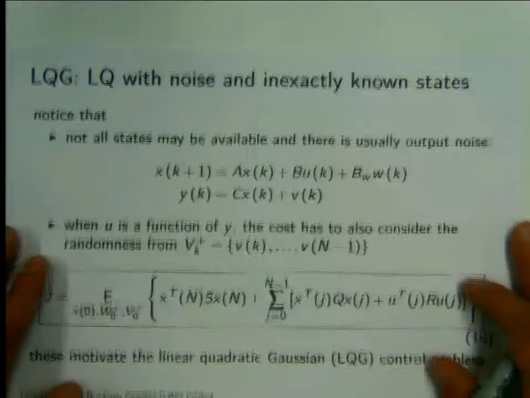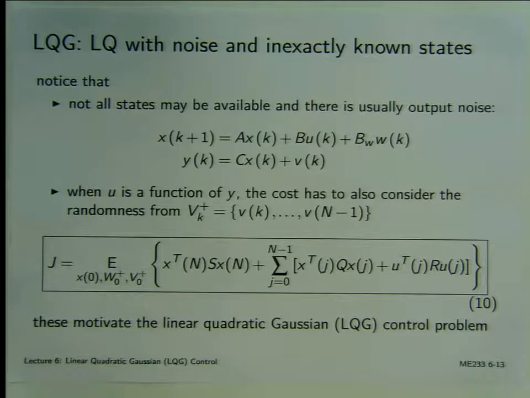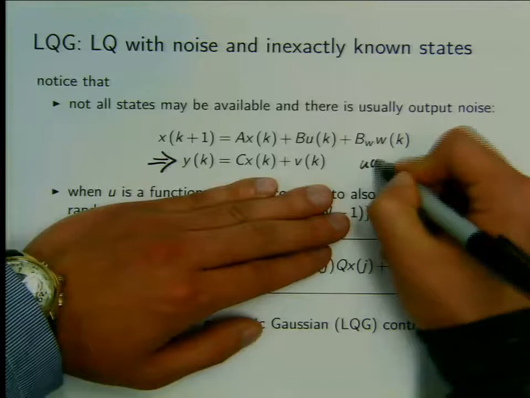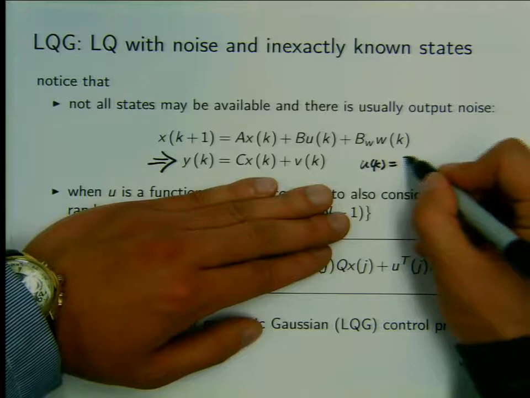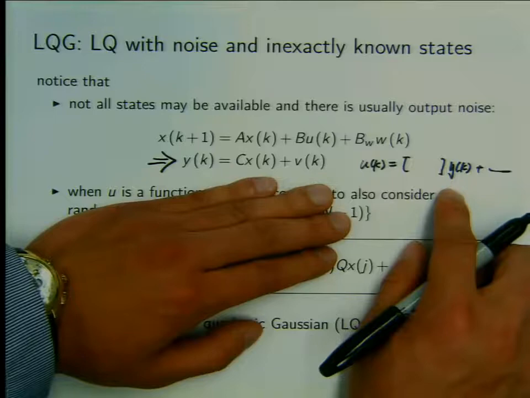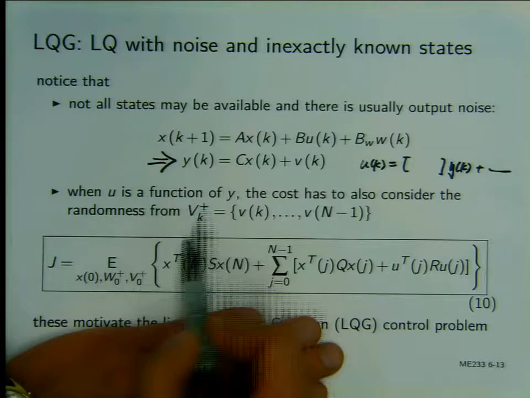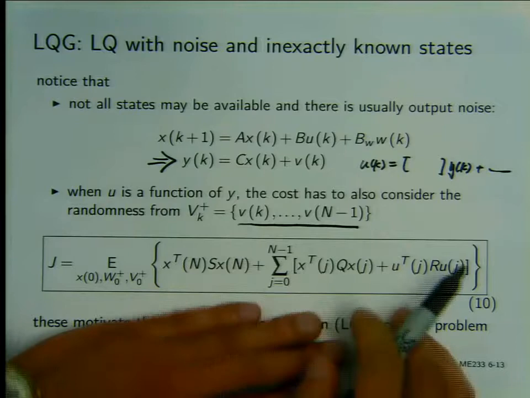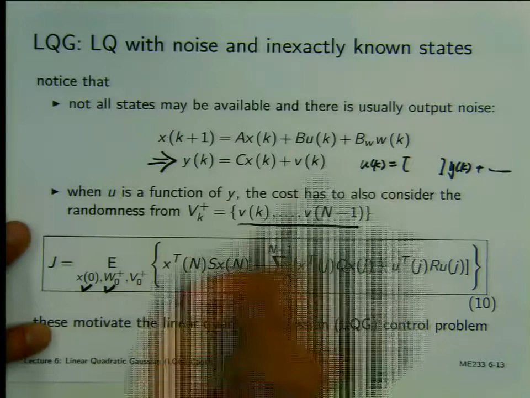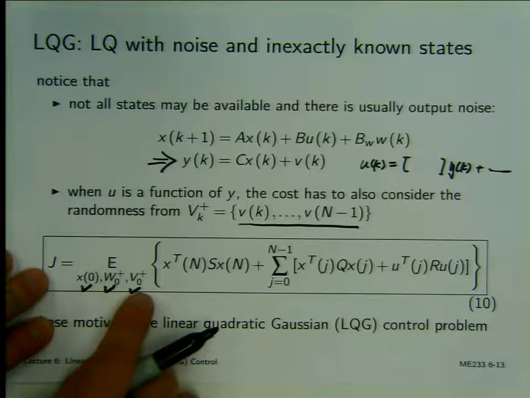think about it. The more practical situation is that we don't have perfect knowledge of the states, but we have a measurement of the states. Okay? If this happens, then the control law, instead of a function of the pure states, is going to be explicitly about y. There may be some other terms, but the control law is an explicit function of y. So in this case, we have to consider the randomness due to this output noise. And the cost has to be modified in the sense of taking expectation, not only over the initial randomness, not only over the input noise, but also over the output noise. So that is the one difference in the performance index in this case.